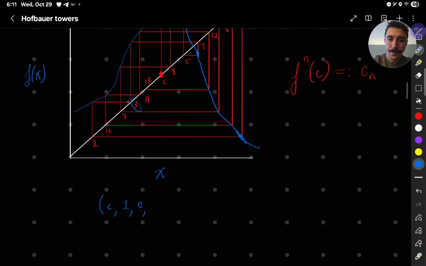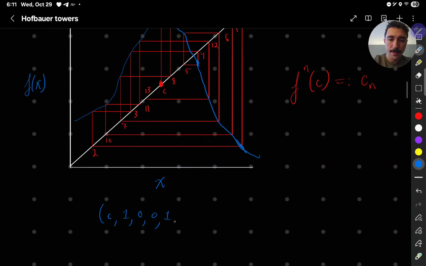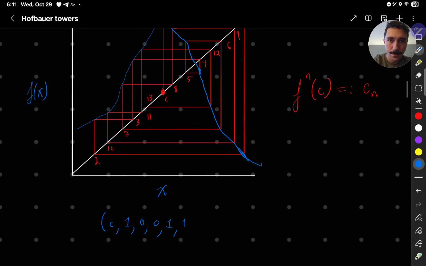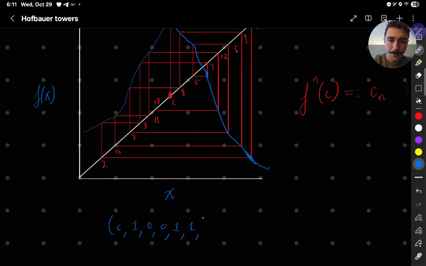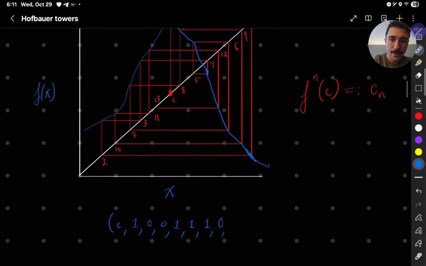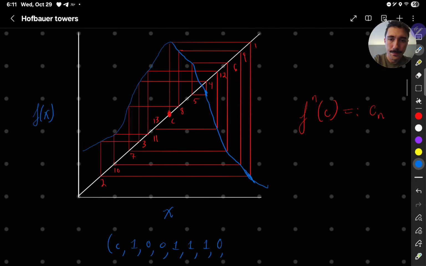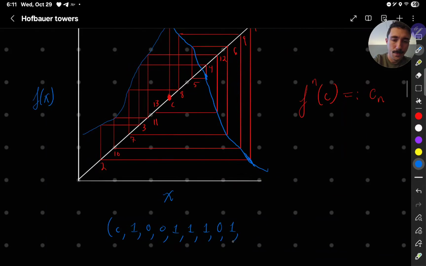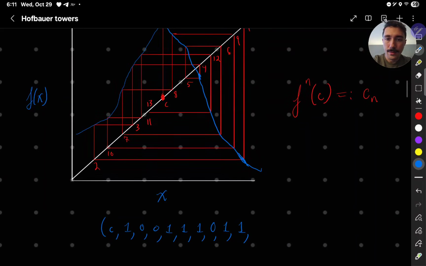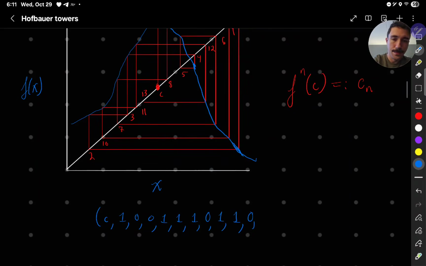C3 is on the left side, 0. C4 is on the right side, 1. C5 is on the right side, 1. C6 is on the right side, 1. C7 is on the left side, 0. C8 is on the right side, 1. C9 is on the right side, 1. C10 is on the left side, 0. C11 is on the left side, 0. C12 is on the right, and then C13 is on the left. And this keeps going.